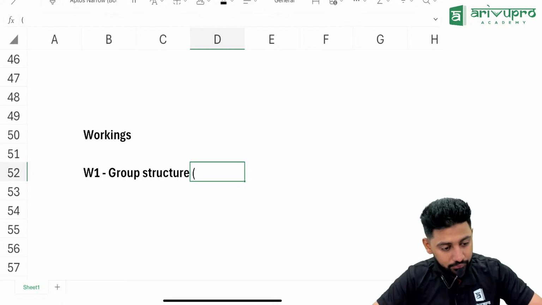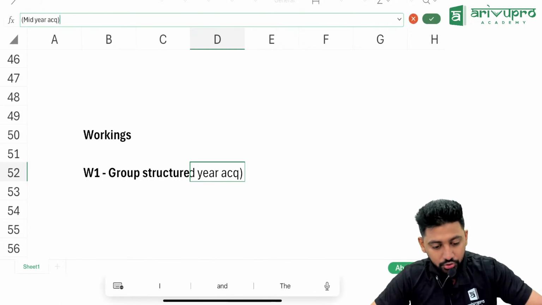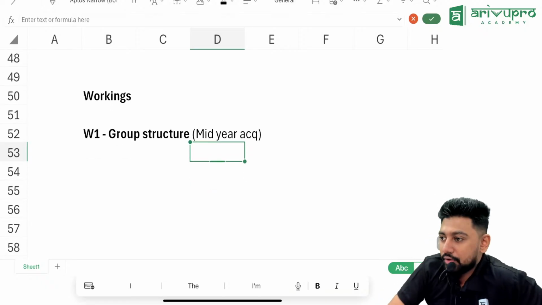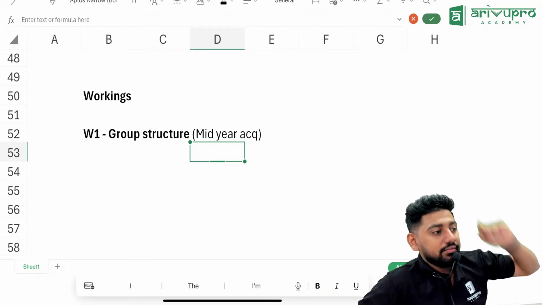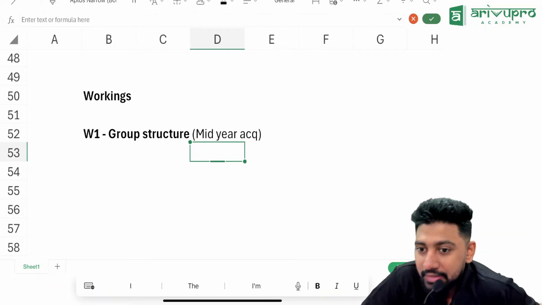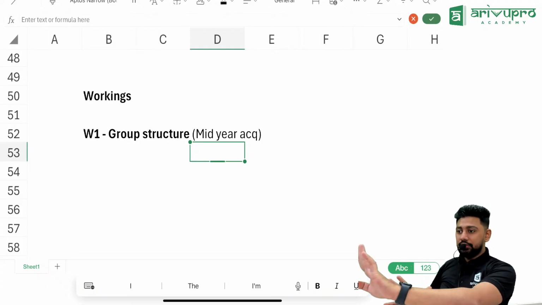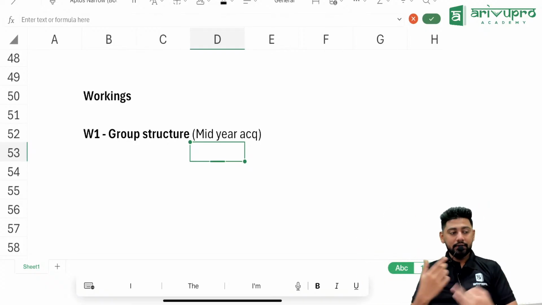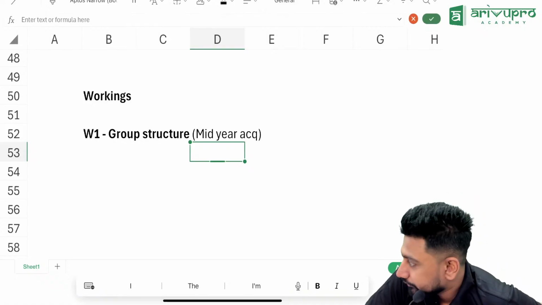acquisition. Please look here, I'll give you time to write mid-year acquisition. To be on the safe side, I'm noting mid-year acquisition. Why? If it's a mid-year acquisition, the income and expenses of the subsidiary will be time apportioned if it's a profit and loss statement. If it's a balance sheet, nothing to do there. However, when you do the retained earnings, that is for the goodwill calculation, there will be an impact.